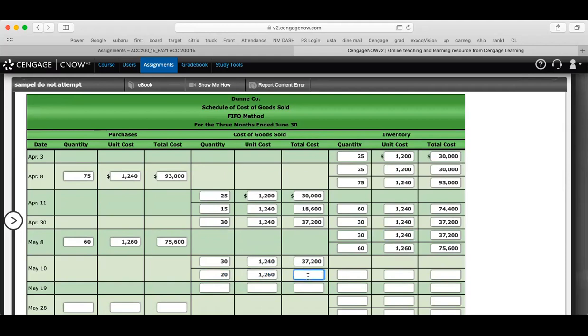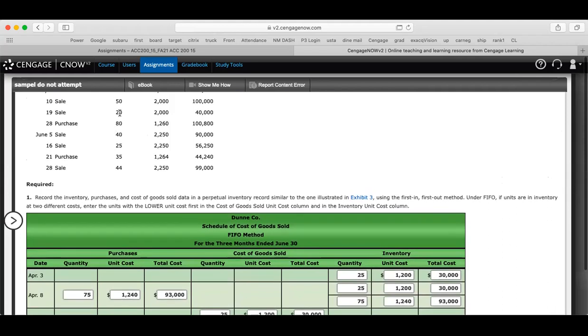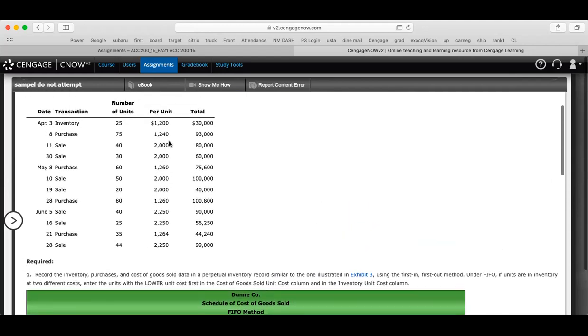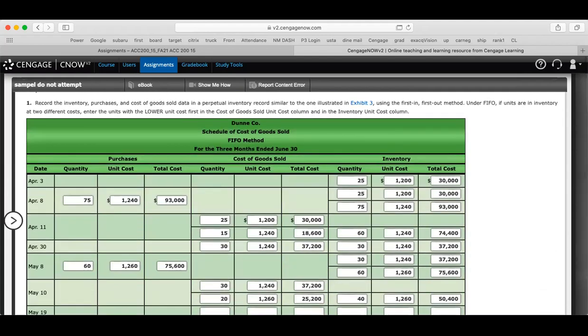So 20 times 1260 equals 25,200. Okay. So 60 minus 20 is 40 at the 1260 price, which is going to be 40 times 1260 equals 50,400. Okay, that's our balance. That's how many we have left. We have 40 units left. May 19, we sold another 20 more, $2,000 per unit. And 40,000 was our, how much we got. Okay, or that was our cost.